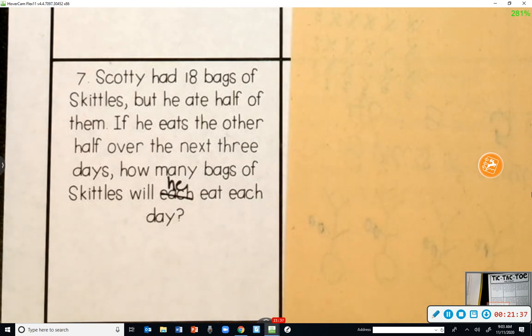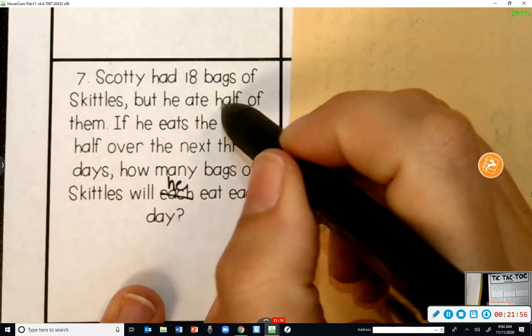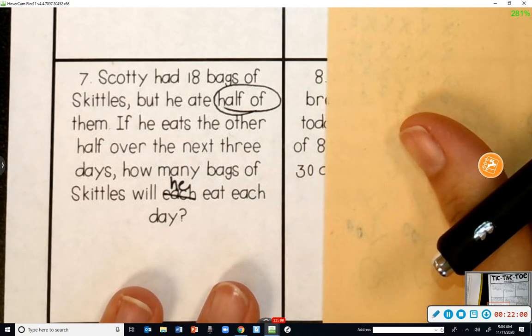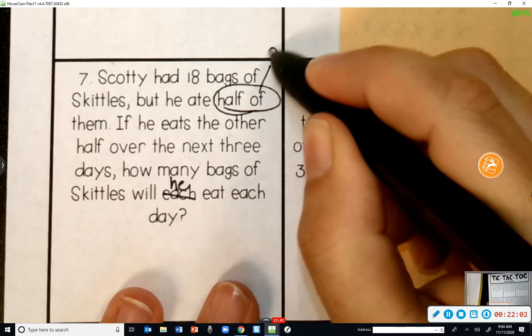Scotty had 18 Skittles, but he ate half of them. How much is half? Half means like if you cut it in half. Okay, so if I have 18, what's half of that? What's half of 18? Half of 18, meaning what plus what equals 18? Aaliyah? 9. 9. Very good.